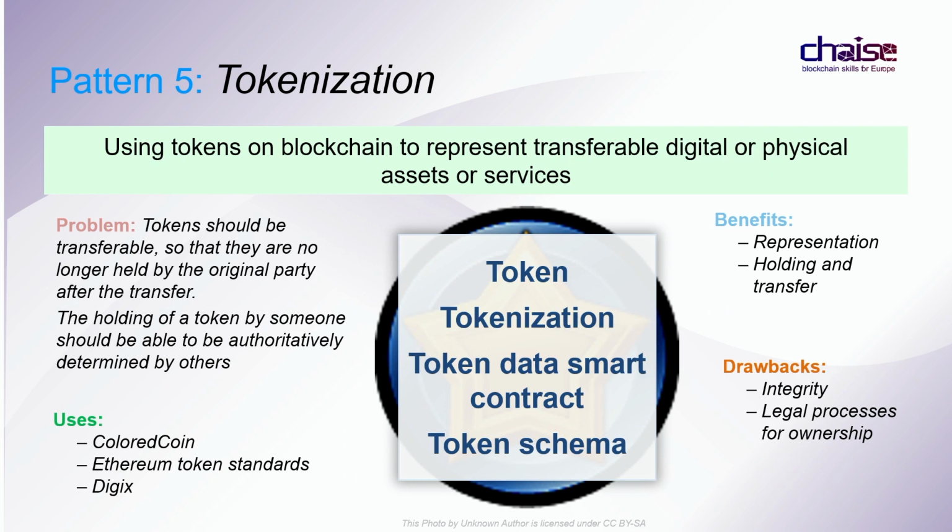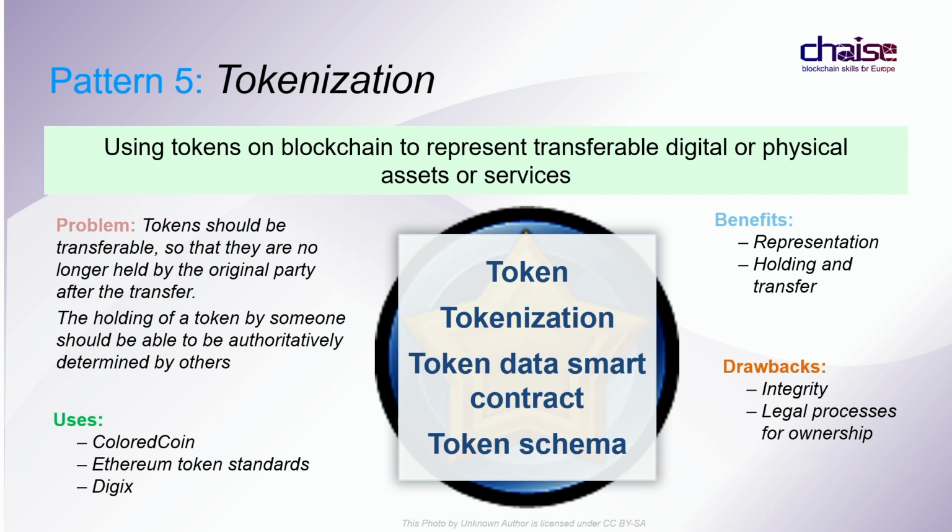Next pattern is tokenization. The tokenization pattern uses tokens on blockchain to represent transferable digital or physical assets or services. Problem. Tokens representing assets or services should be transferable so that they are no longer held by the original party after the transfer. The holding of a token by someone should be able to be authoritatively determined by others.